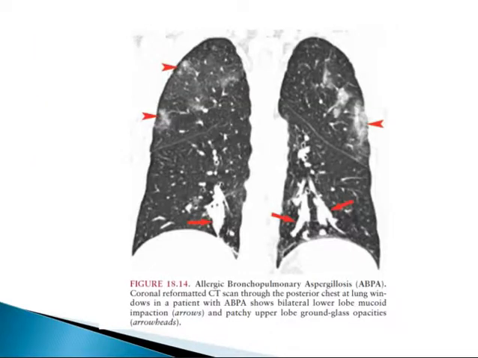This is a coronal CT performed through the posterior chest at lung windows in a patient with aspergillosis. It shows bilateral lower lobe mucoid impaction here and patchy upper lobe ground glass opacities bilaterally. This is called the finger-in-glove appearance. Here it is wide, thick, branching, due to the mucus, of course.